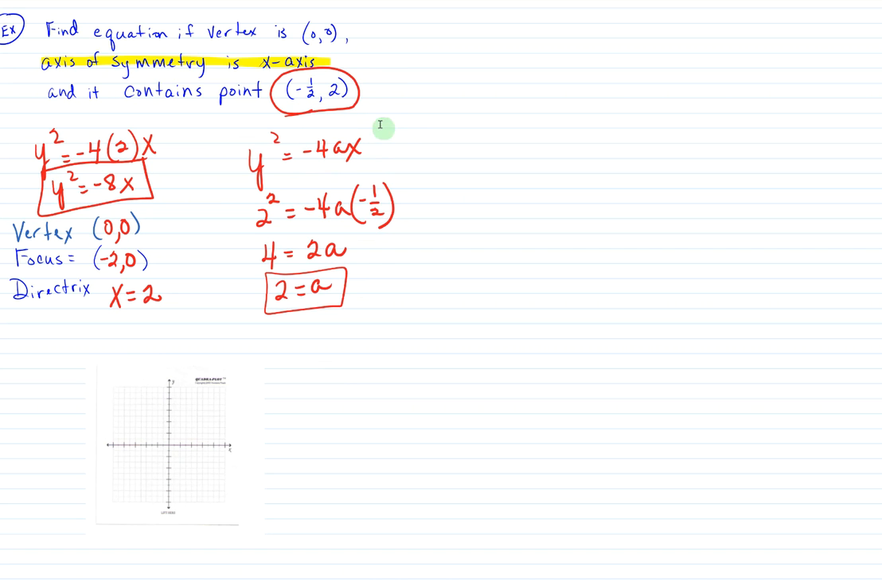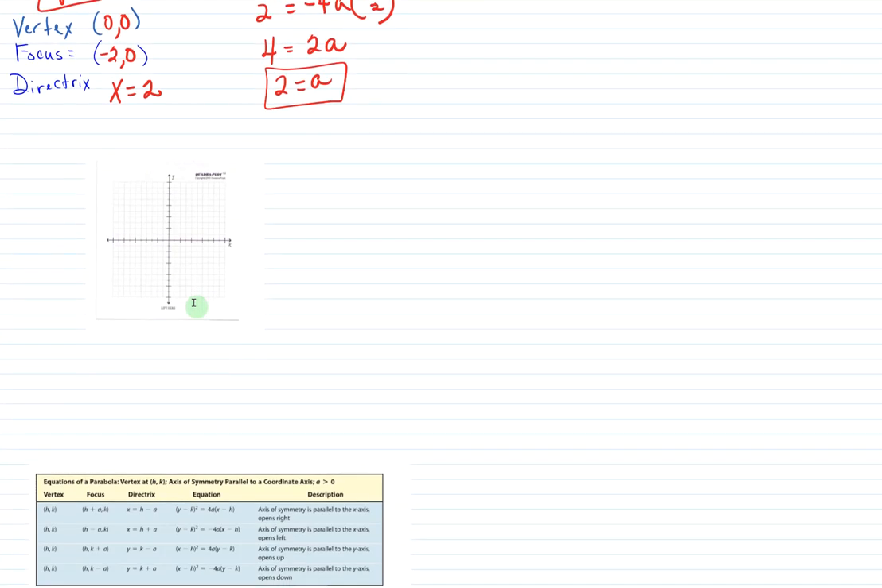Once we hone in on that, we can plug in the negative 1/2 for x and the 2 for y. So 2 squared is negative 4a times negative 1/2. That gives us positive 2. So 4 equals 2a. That means a is 2. When we plug in the 2 right here, we get y squared is negative 8x. That's the equation, and we could graph it from that point. All right.